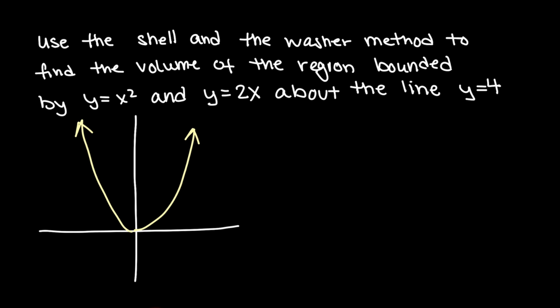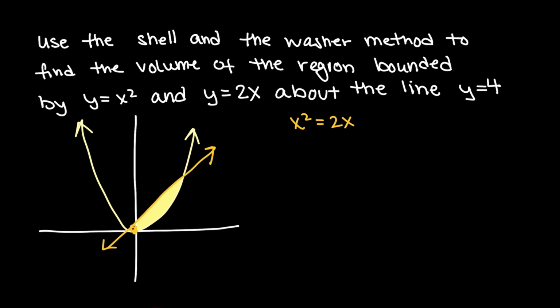So I'm going to start, as always, by drawing a picture. Y equals x squared is my standard parabola. Vertex at the origin, opens up. Y equals 2x is a line that goes through the origin and has a slope of 2, so up 2 over 1. I want to figure out where these two functions intersect.